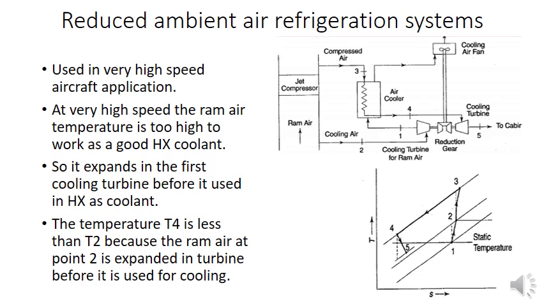1 is the outside air temperature. So this is outside air, ram air, compressor. This compressed air goes to the heat exchanger. From the heat exchanger it is supplied to the fan and to the exit. Then from this fan it is supplied to the cooling turbine and to the cabin.